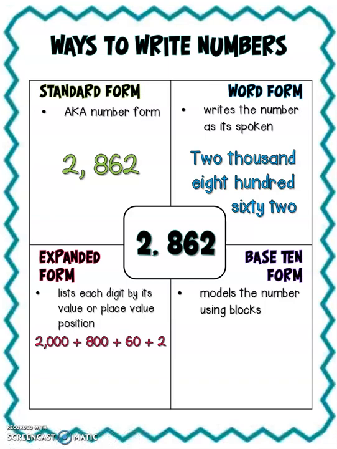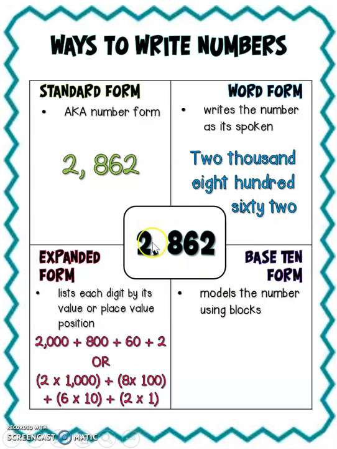This year, you might also see this written one other way. We could take it and expand it a little further by saying what we're really doing here is we're taking this 2 and we're saying that it's in the thousands place. So we have the digit 2 times the value of that position, which is 1,000 because it's in the thousands place, plus the digit 8 times the value of its position, which is 100 because it's the hundreds place, plus the digit 6 times the value of its position, which is 10 because it's in the tens place, plus the digit 2 times the value of its position, which is 1 in the ones place.